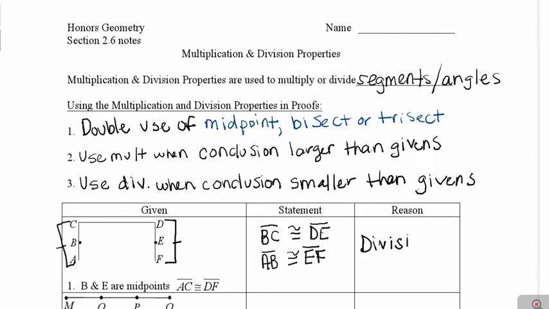Now, do not say that AB and BC are congruent, because that would only be using one of the midpoint givens. You want to make sure that you are using all three of the givens. So that's why you must choose one smaller segment from the left-hand side and then one smaller segment from the right-hand side.